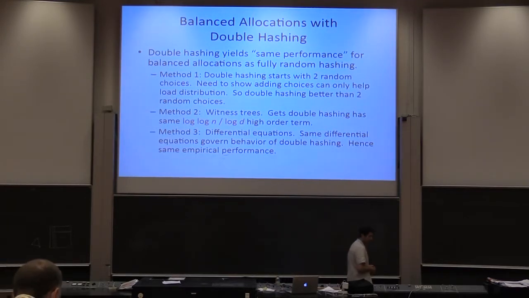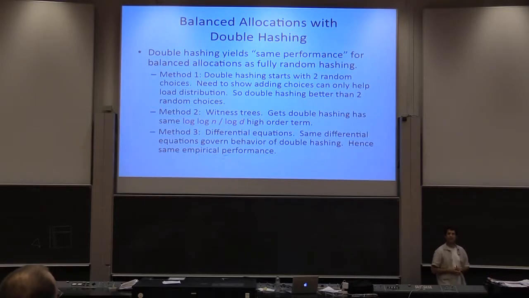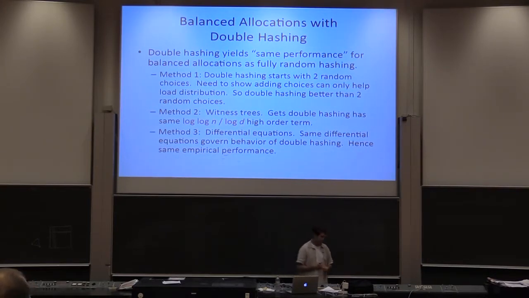So, some other issues. We talked yesterday about Bloom filters with double hashing, and I said it didn't end up making a difference, that it didn't matter whether you use double hashing or regular hashing for Bloom filters. It turns out the same thing happens with balanced allocations, and this is something just recently proved. And there are different ways you could talk about having the same performance.